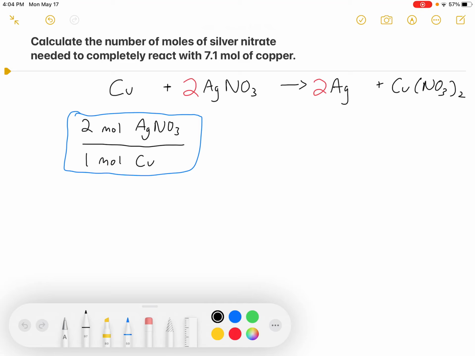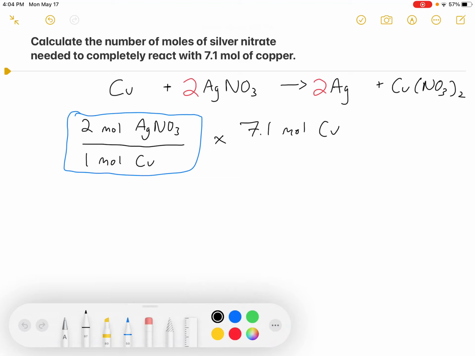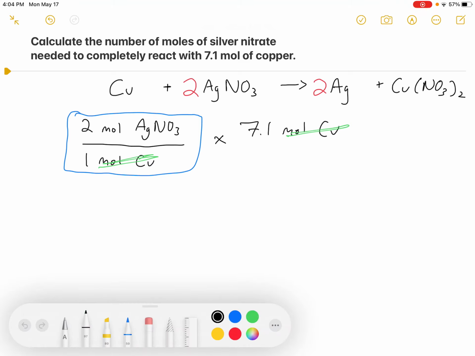And we know that there are 7.1 moles of copper. And then our next step will just be to multiply these values together. So again, just like in our previous example, the unit of moles copper is going to cancel out, and we'll be left with a value with units of moles silver nitrate. So that's how you can make sure that you're on the right track in terms of setting up your equivalent proportions, is if the units cancel out.